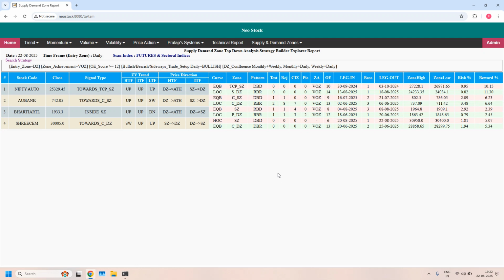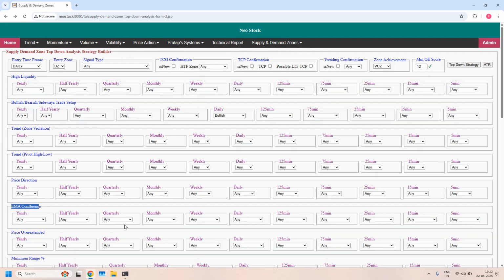Okay. So now let's further filter based on the monthly demand zone having monthly EMA confluence, but the trend should be an uptrend. One stock is sideways, so we should eliminate this stock. For that I am going back to the EMA confluence at monthly time frame. I am checking monthly demand zone having monthly EMA confluence, filter is enabled.